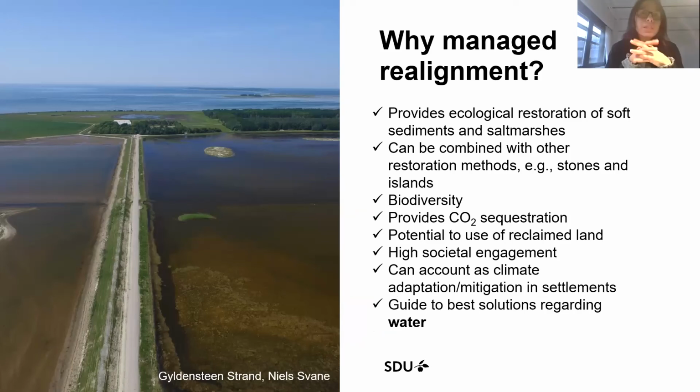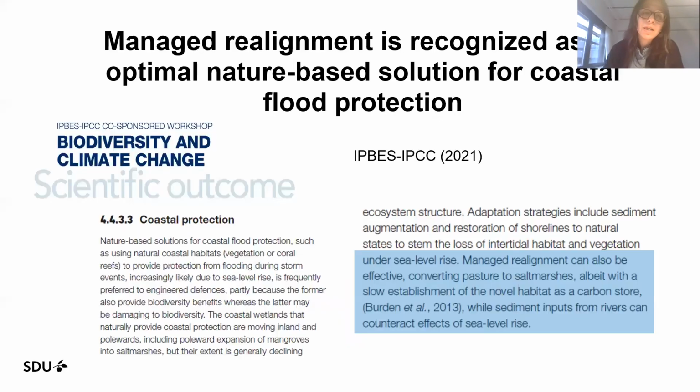And now I'm going to talk about our experiences with managed realignment and why. It provides ecological restoration of soft sediments and salt marshes, can be combined with other approaches, can bring biodiversity, has lots of benefits, right? High societal engagement because we have more birds coming, and it can count as climate adaptation and mitigation. Also, to show that the last IPBES and IPCC reports mention managed realignment as a good solution when you think about coastal protection.